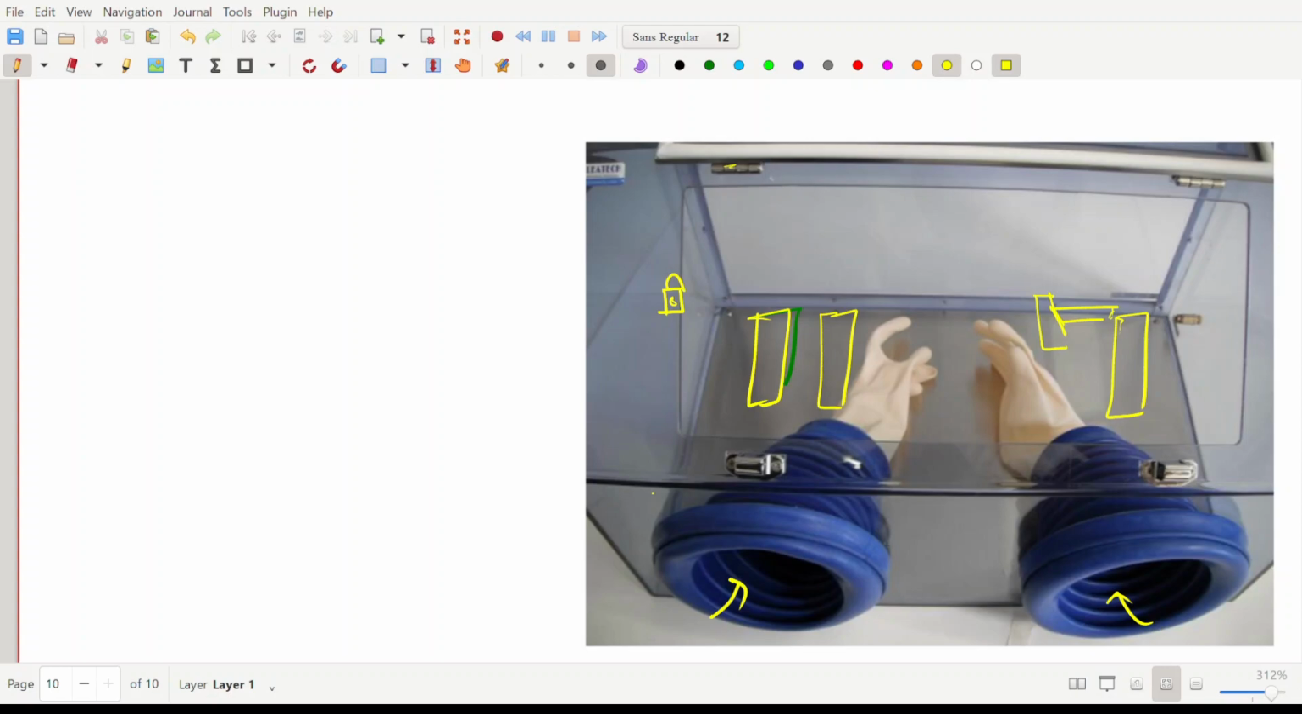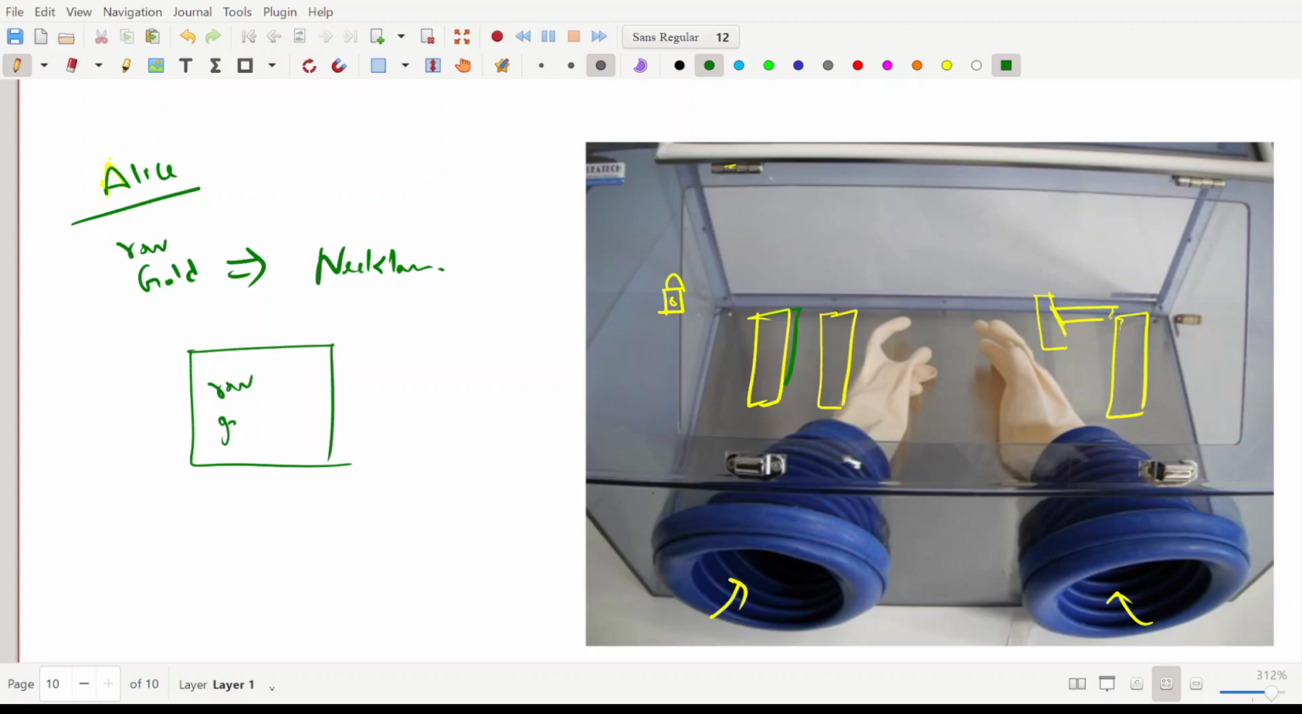So what do you see in this case? Your Alice. What was the aim of Alice? With raw gold, she wanted to make a necklace, correct? But the case was she doesn't want to give this raw gold directly to the worker. So what she did, she made this glove box. She put her raw gold plus some instruments also to compute. Then she locked this.